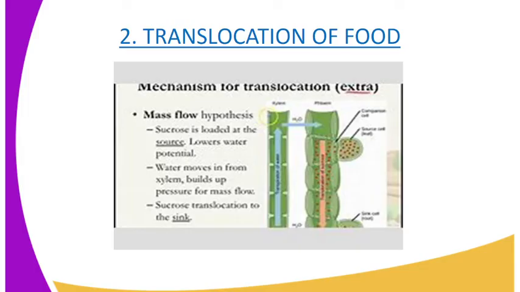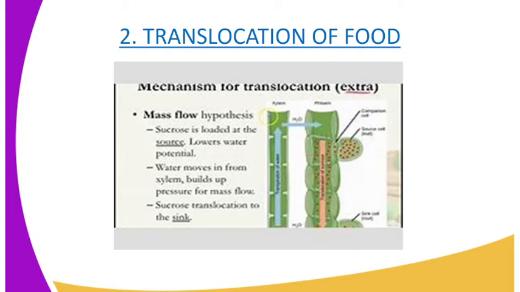There are methods which are used during translocation of the synthesized food from the leaves to the rest part of the plant, and the first process is called mass flow. And the second method, we have diffusion and the others.